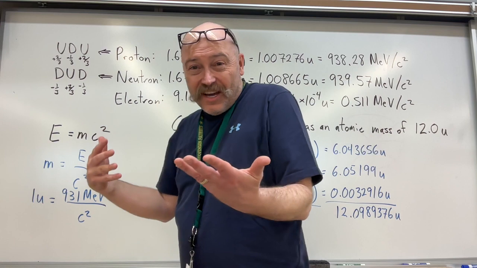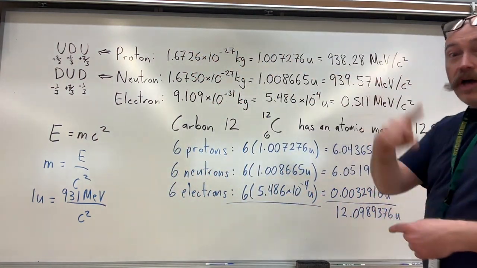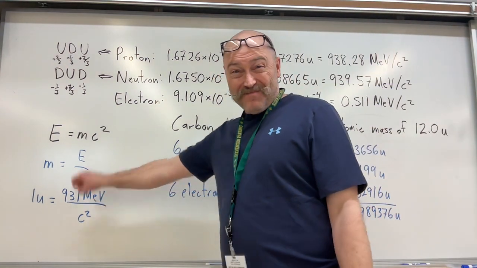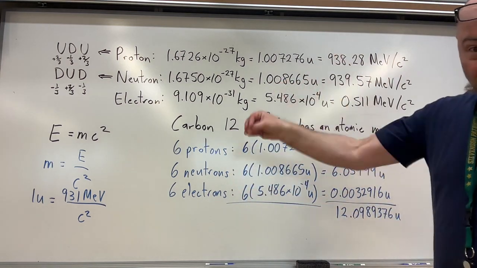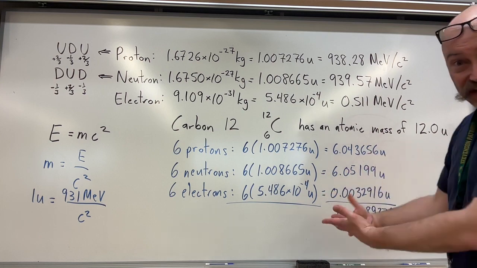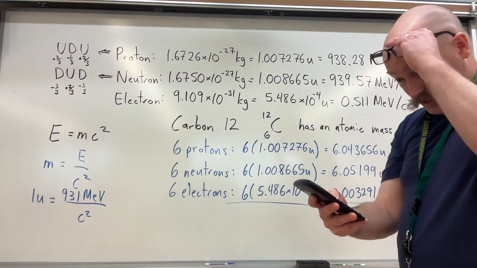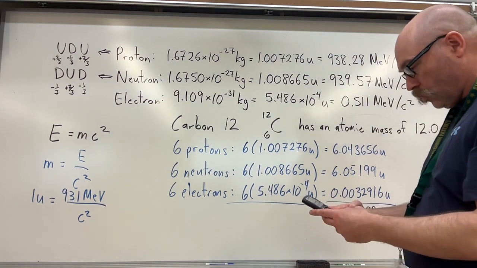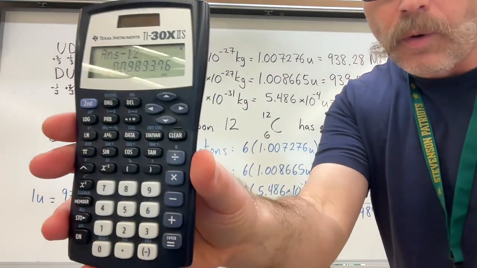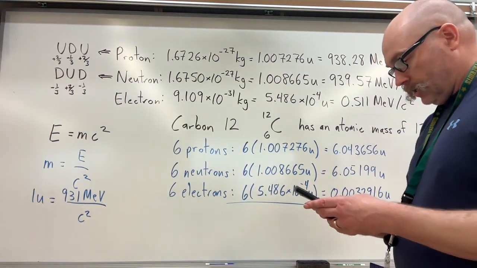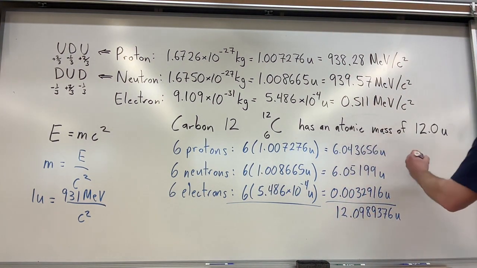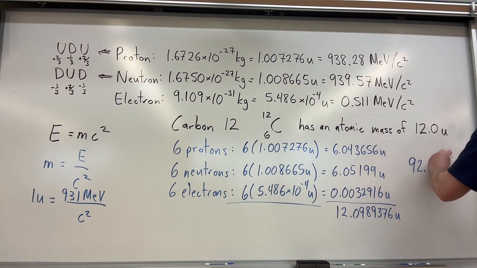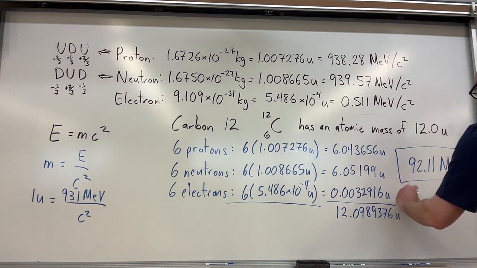But you know what? Rather than doing it that way, I know that one atomic mass unit is 931 mega electron volts. So if I multiply this divided by c squared, if I multiply this by 931, I'm going to get the number of mega electron volts. So let's do that. I'm going to take that number, subtract 12, so I got my 0.09 blah, blah, and then times 931, so that would be 92.11 mega electron volts. And this is what's called the binding energy.